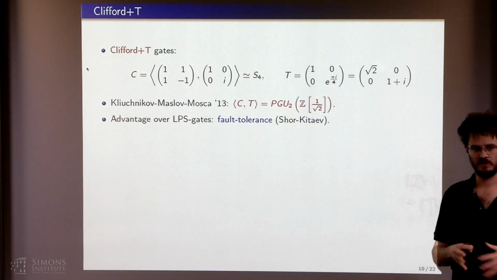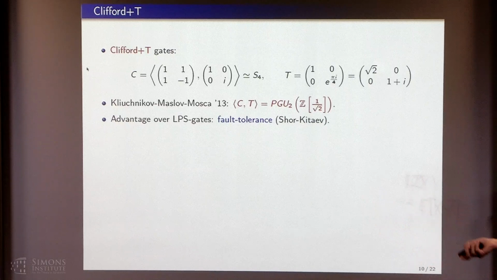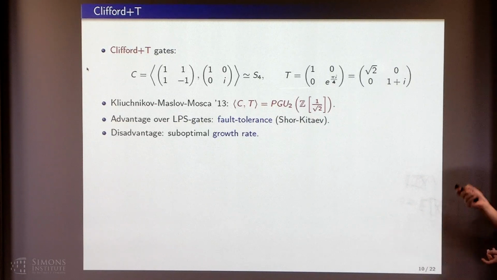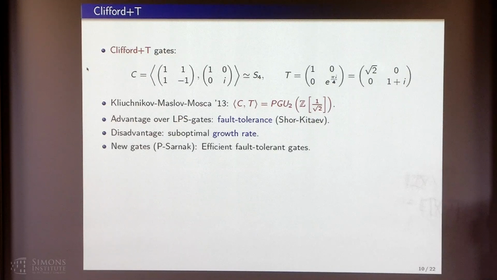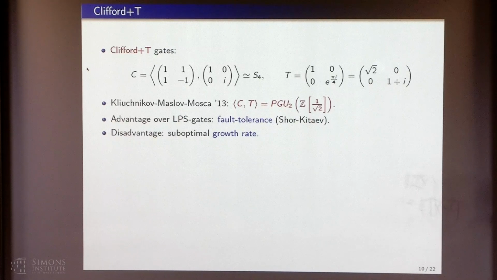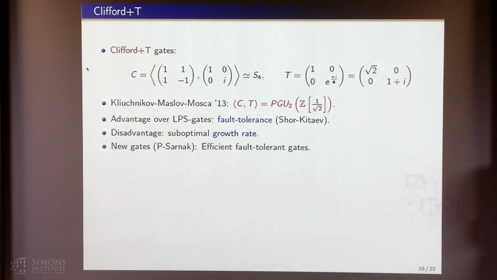We saw that LPS generate a free group. In particular, all the elements are of infinite order. But this also has a big disadvantage in terms of growth rate. The growth rate is really not good. I'll show you that in a moment. And what we did recently, so this is joint work with Peter Sarnak, is to construct efficient and fault-tolerant gates.